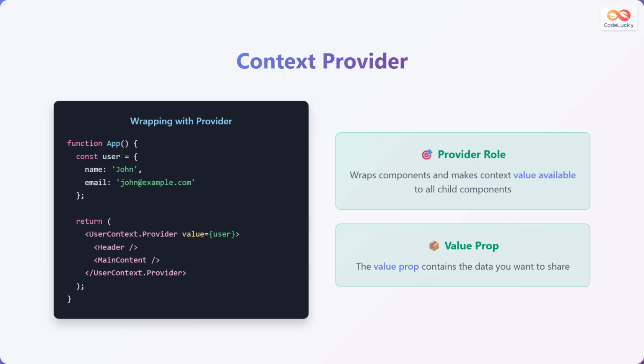To make the context available to your components, you need to wrap them with a provider. The provider component is provided by the context you created. It allows you to supply a value that will be available to all child components. To use the provider, import the context and wrap it around the components that need access to the context data. The value prop of the provider is where you pass the data you want to share. This data can be anything, such as an object, a string, or a number. The provider makes this value available to all of its child components, no matter how deeply nested they are.